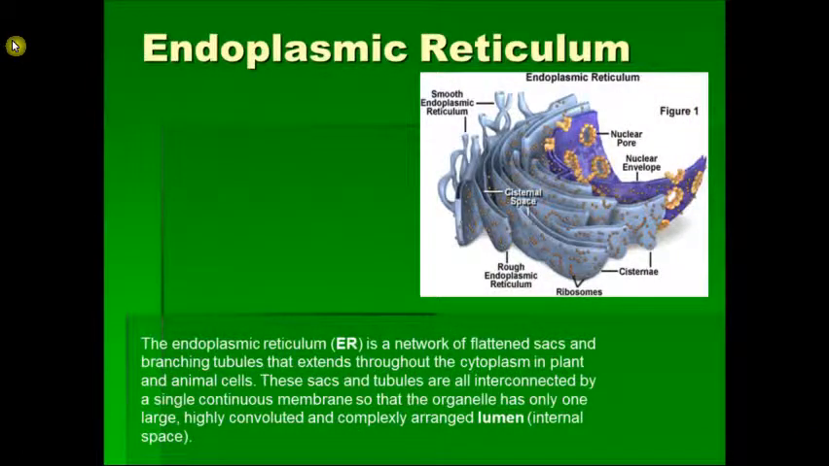Endoplasmic reticulum, as we're talking about it, there are two types. The rough ER, if you can take a look over here with the mouse, is right here with all the ribosomes showing on the outside, making it look very rough and rigid. Then we have the smooth ER off to the side. And again, as the definition states, these sacs and tubules are interconnected by a single continuous membrane so that the organelle has only one large, highly convoluted and complexly arranged lumen, or internal space. And this is where it transports the ribosomes.